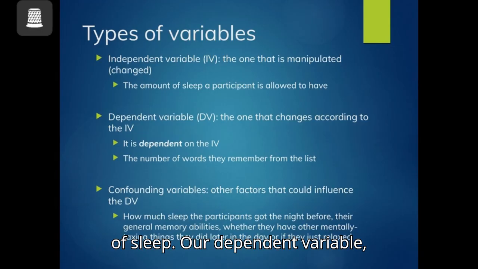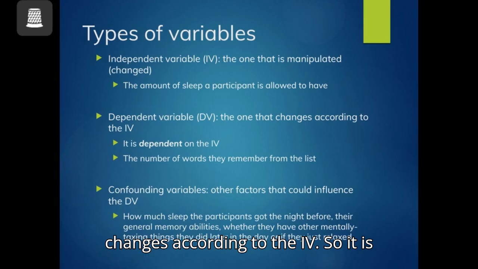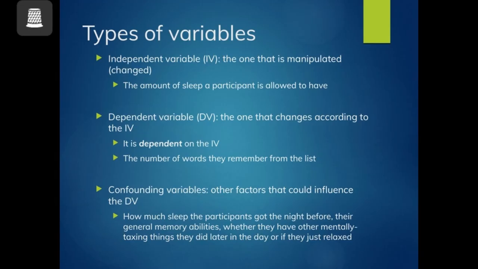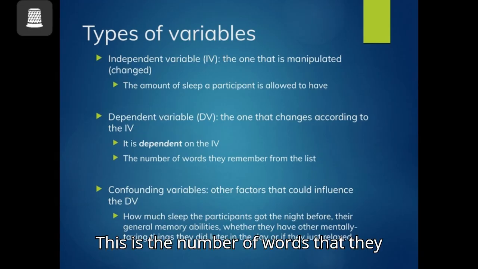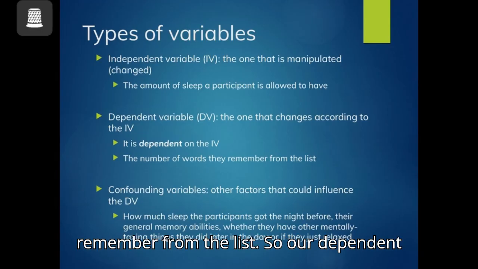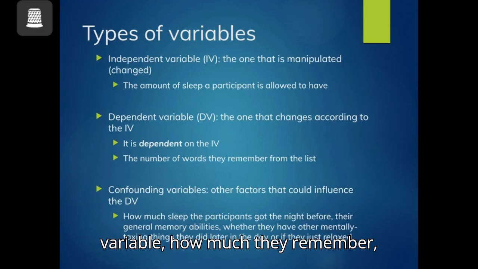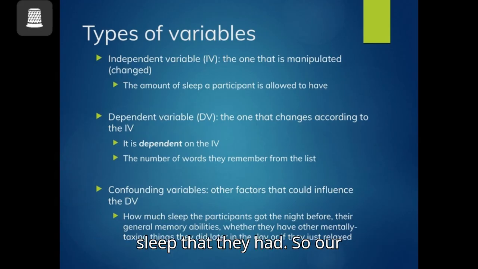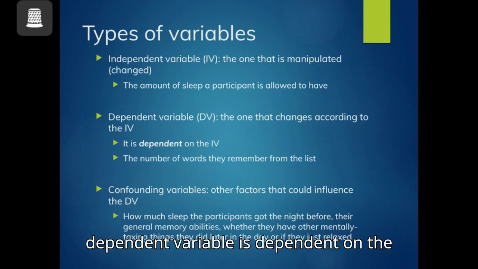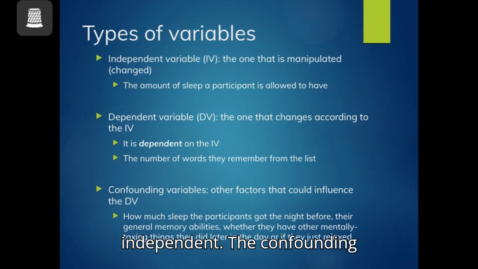Our dependent variable, or our DV, is the one that changes according to the IV. So it is dependent on the IV. Our dependent variable is memory. This is the number of words that they remember from the list. So our dependent variable, how much they remember, is going to be dependent on the amount of sleep that they had. So our dependent variable is dependent on the independent.